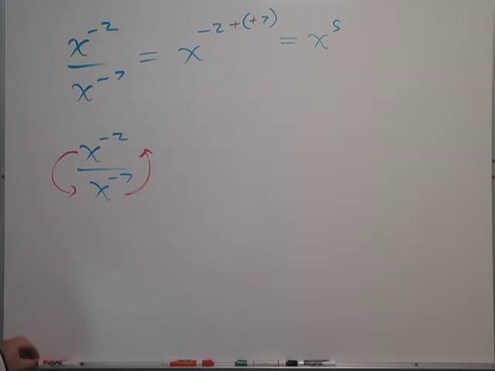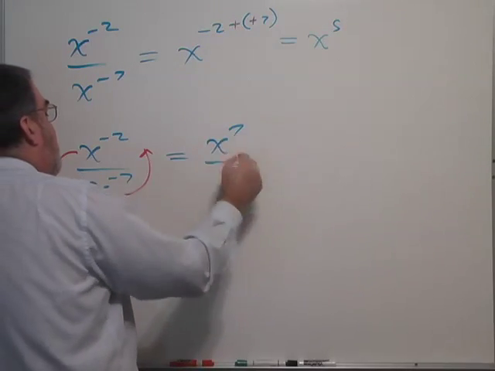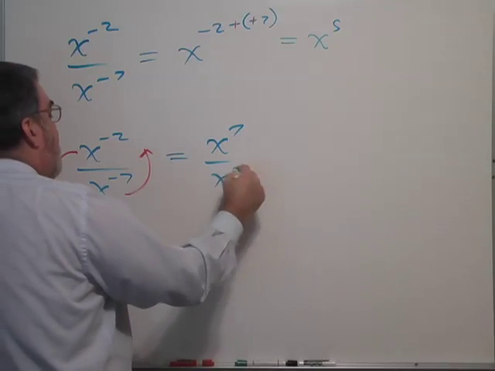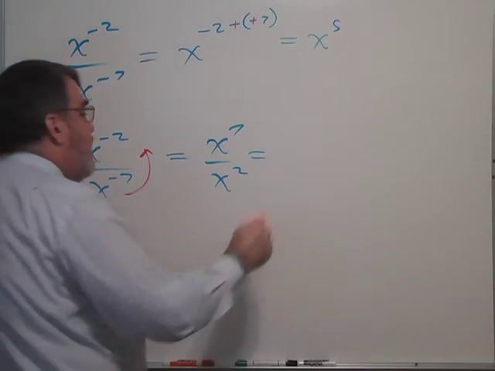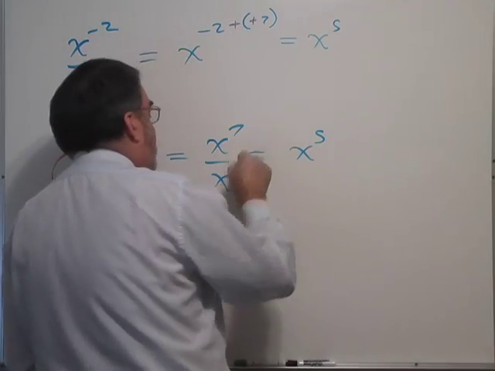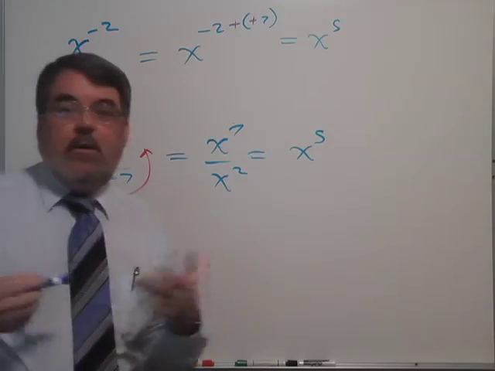And so when I do these problems, I just instinctively flip things around. The ones that are negative, I switch positions. So this comes upstairs, it's x to the 7th. That goes downstairs, x squared. And guess what? X to the 7th over x squared is x to the 5th. Of course, that's 7 minus 2. So anyway, that's an alternative way of looking at it.